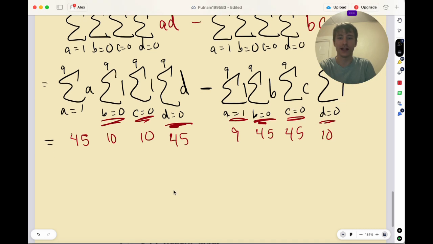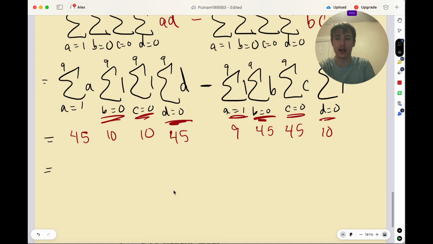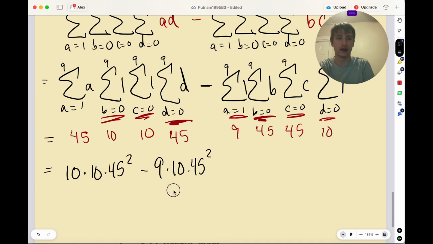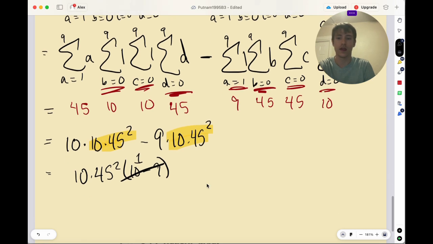Okay, so finally what we have is that this is going to be 10 times 10 times 45 squared, minus 9 times 10 times 45 squared. So I can lastly factor out the 10 times 45 squared, and I'm left with 10 minus 9, which is just 1. So let's write it out: 10 times 45 squared times 10 minus 9, which is 1. So then I have 10 times 45 squared.